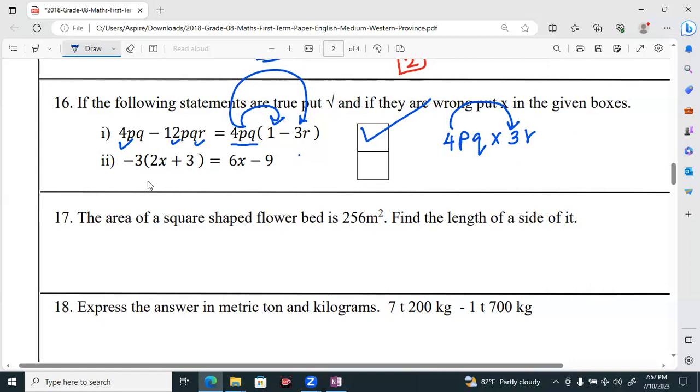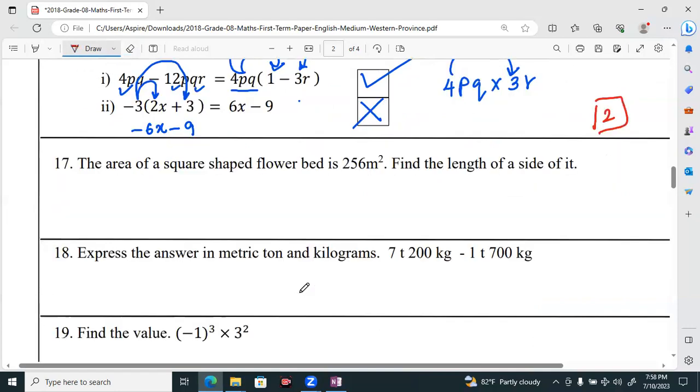And the second one, here it is removing brackets. Let's see. Minus 3 times 2x, it should be minus 6x. Minus 3 times plus 3 is minus 9. Okay. They have given it as positive 6. It should be negative 6. That means this answer is not correct. Okay.